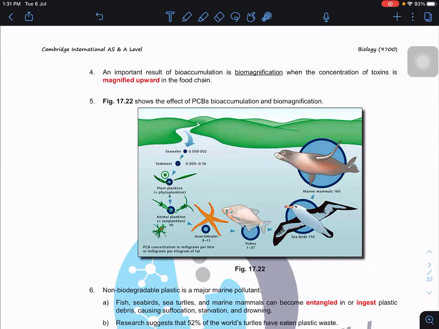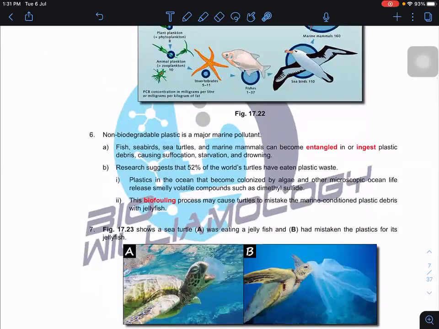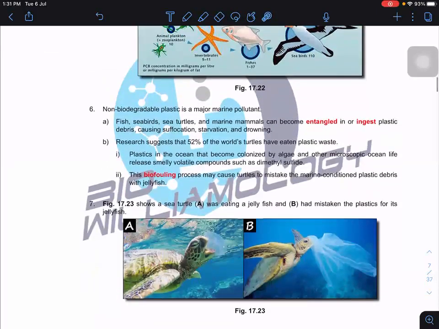Plastic is one of the problems here because fish, seabirds, and sea turtles may become entangled in or ingest the plastic debris. You may wonder why plastic, compared to jellyfish. Sea turtles in particular actually mistake the plastic for jellyfish. Sometimes we wonder how come they can't differentiate. Research has now found that about 52% of the world's turtles have eaten plastic waste.